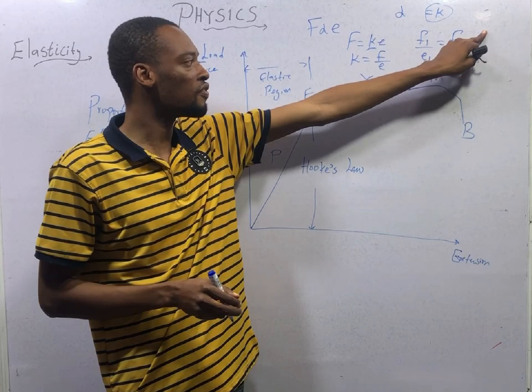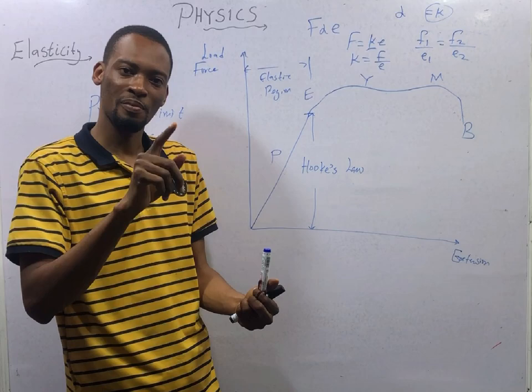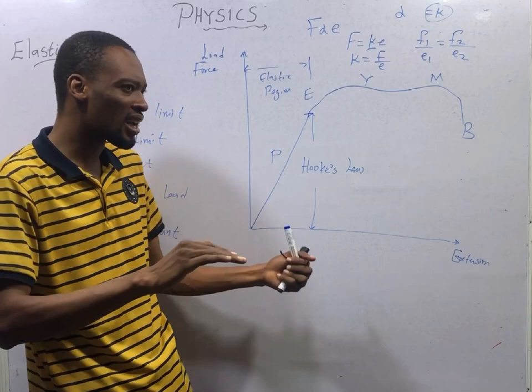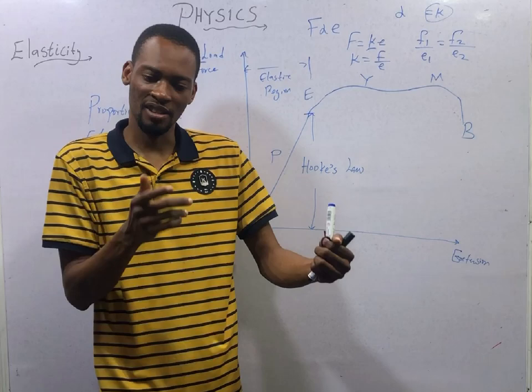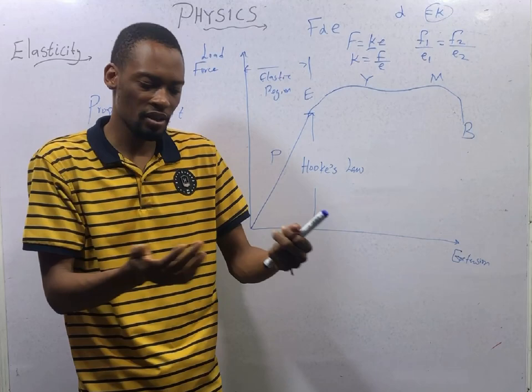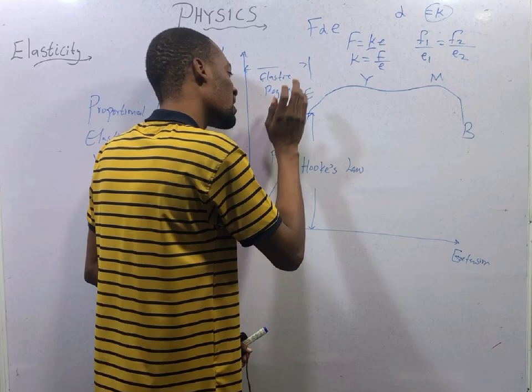Elastic material can be broken down into two: brittle material and ductile material. Brittle, B-R-I-T-T-L-E. Brittle materials are materials that break before they get to their elastic limit. Examples are glass and plastic; they break before they get to their elastic limit. Meanwhile, ductile material, D-U-C-T-I-L-E, exceeds the elastic limit before it breaks. So you can draw them: after the elastic limit, they go to the yield point, then the maximum load before breaking. But brittle materials don't go through all these stages. Before it gets to the elastic limit, it has already shattered.